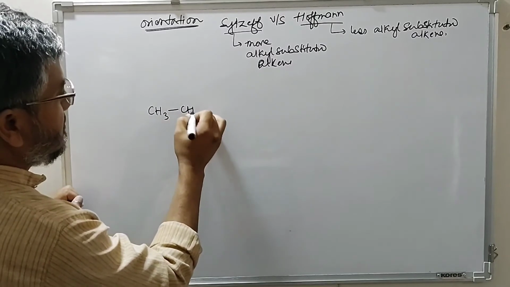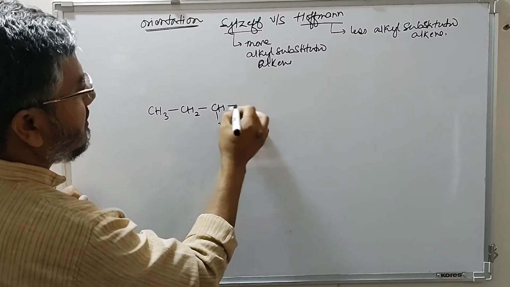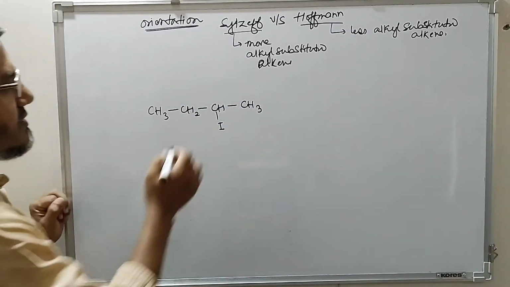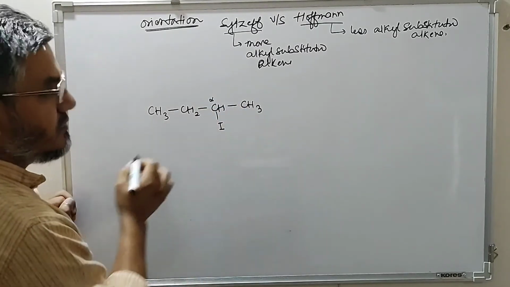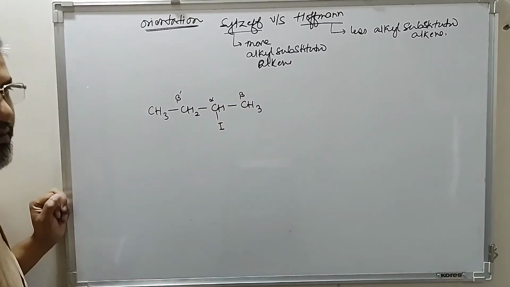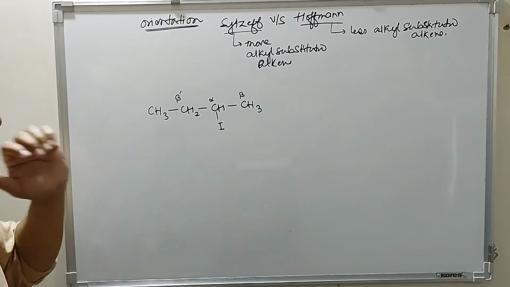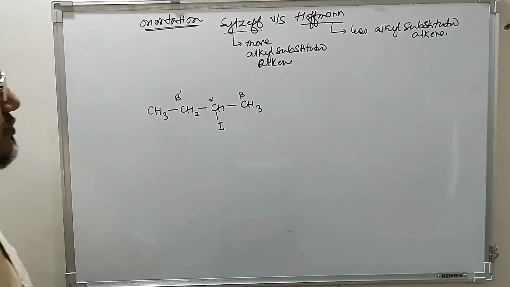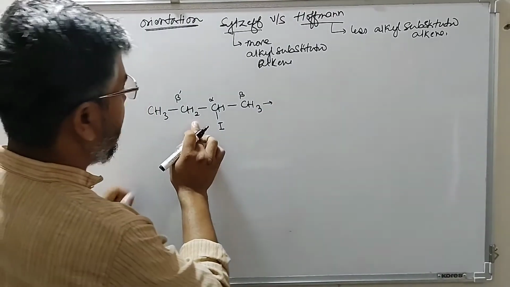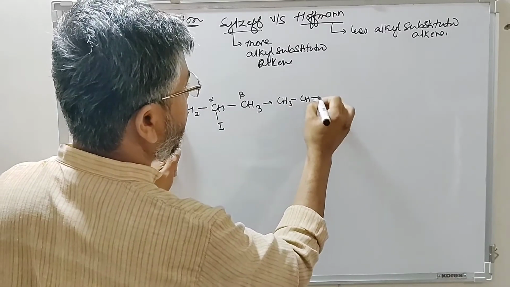CH3, CH2, CHI, CH. So look at this, this is the alpha carbon. So we have, look at this, beta carbon. This is also beta carbon. Now look at this, we have two different types of beta carbon. Then there are two possible products that could be formed, and the possible products are, look at this, removal of beta prime, we get this CH3, CH double bond.